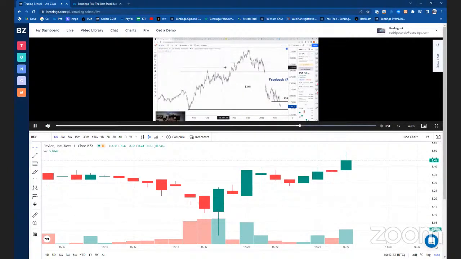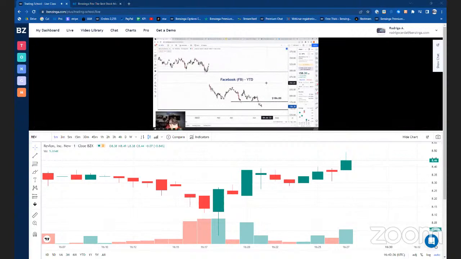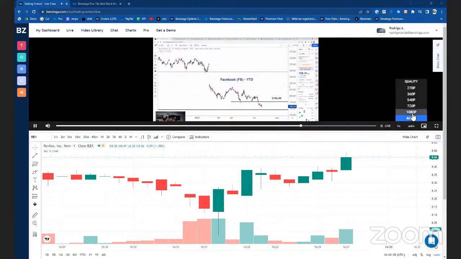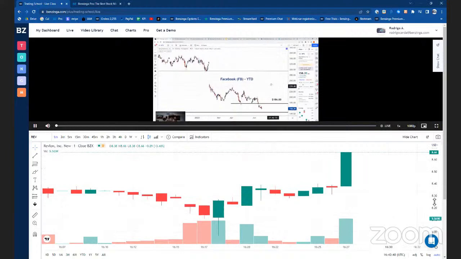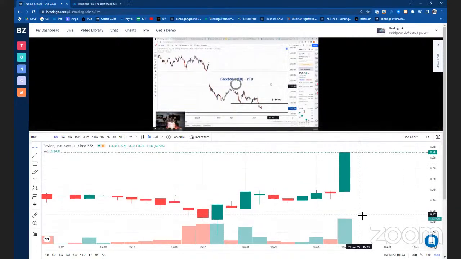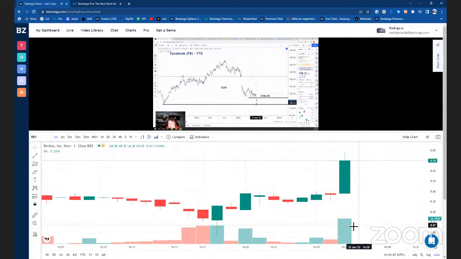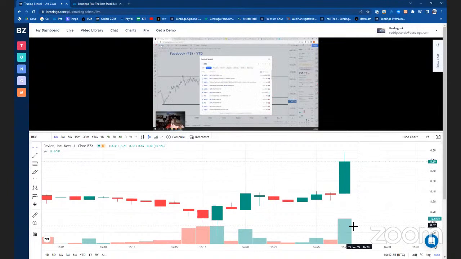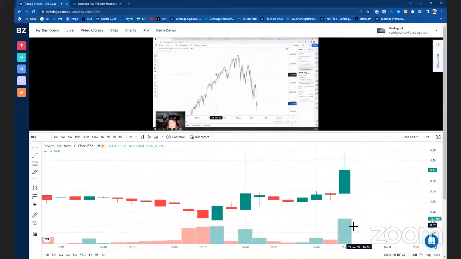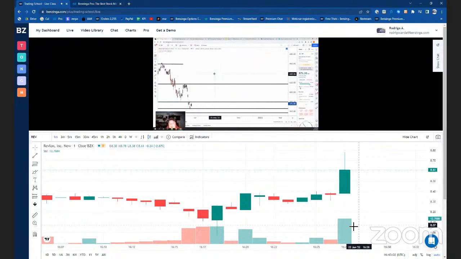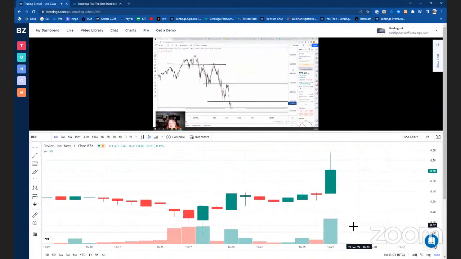Going back here, Facebook. I think Facebook, at least from this percentage point of view, is not acting well. I think we're going to capitulate and then probably go into some slow downtrend. The only thing that's really positive in this market, the only bullish dynamic, is the fact that the sentiment is so bad.